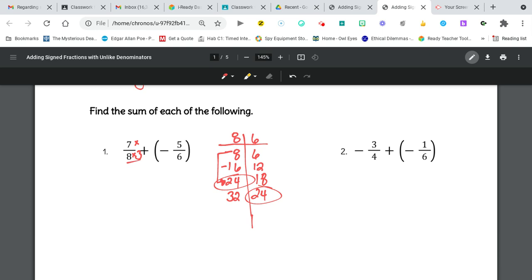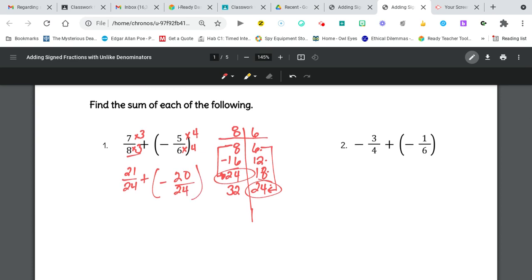But if you multiply 8 by 3, you must also multiply 7 by 3. It's going to give you 21 over 24. Plus, here I'm going to multiply by 4. You go down 1, 2, 3, 4 spots. So multiply the 5 by 4. And you keep your sign, so that will give you negative 20/24.